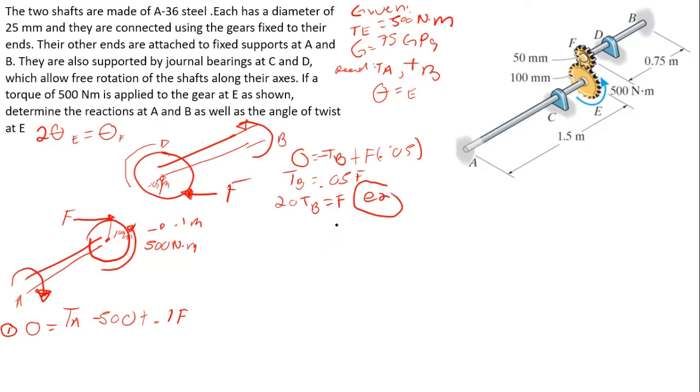So ngayon, meron na tayong relationship. Pwede natin i-substitute yung equation 2 natin to equation 1. So ang mangyayari, 500 is equal to TA. Kaya naging ganito is inilipat lang natin yung 500 dito sa kabilang side. And then yung F natin, sabi dito 0.1F. Kung alam natin ang F natin is equal to 20 TB, so multiply natin to into 0.1. So magiging natin dito is plus 2 TB. Ito ngayon yung equation 3 natin.